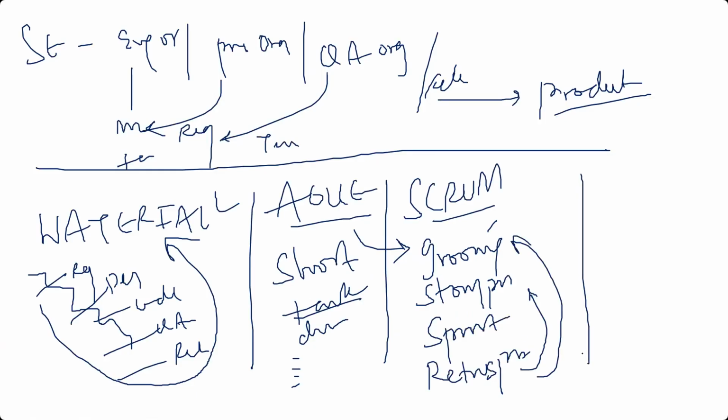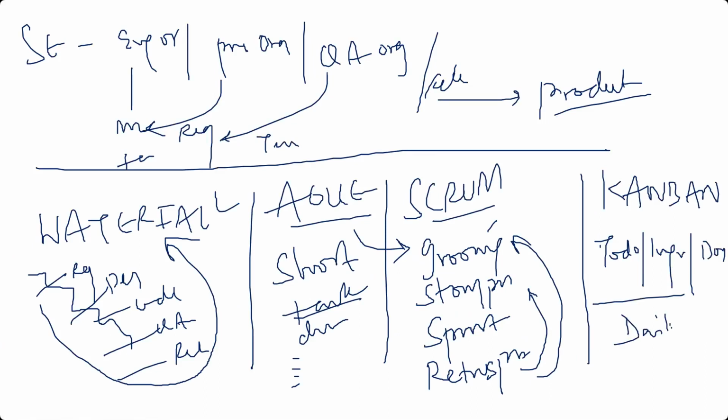So that is Scrum. For smaller tasks, you will end up using what we call Kanban, where it is typically a to-do activity. You have items in progress and done. These are used for daily tasks. So this is how software engineering teams are organized, and this is how they implement their work.